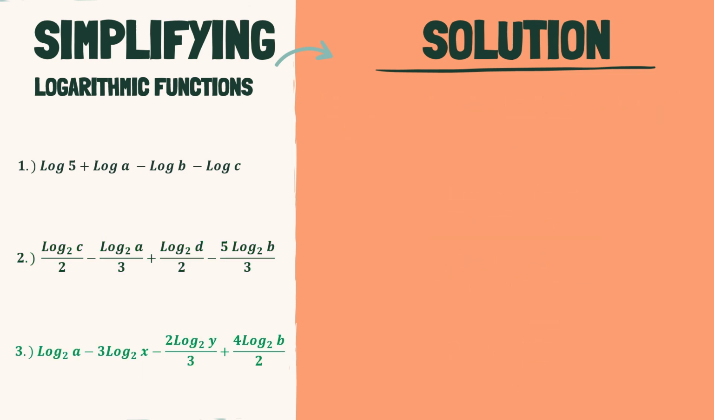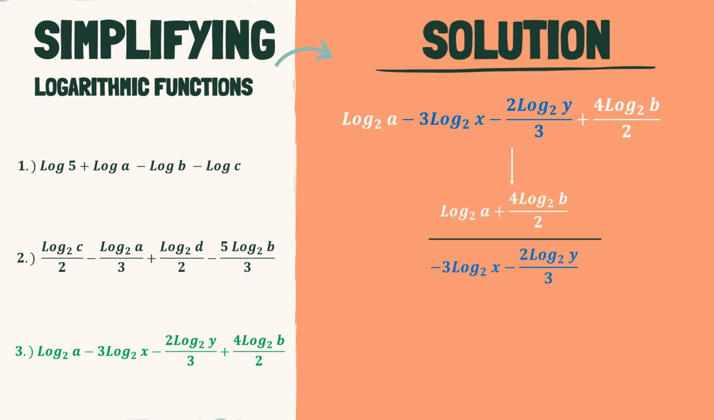Example 3. Log base 2 of A minus 3 log base 2 of x minus 2 log base 2 of y over 3 plus 4 log base 2 of b over 2. Again, the first thing you need to do is observe which are positive or negative. Those that are positive will be in the numerator, while the negative ones are in the denominator. So, now we have log base 2 of a square root of b to the power of 4 over x cubed multiplied by the cube root of y squared.